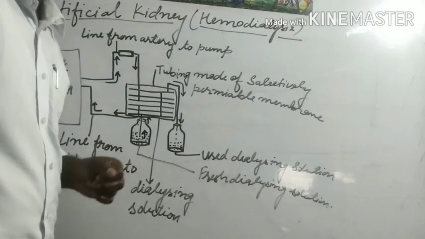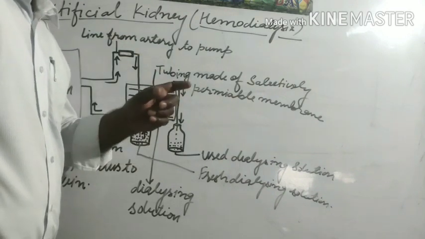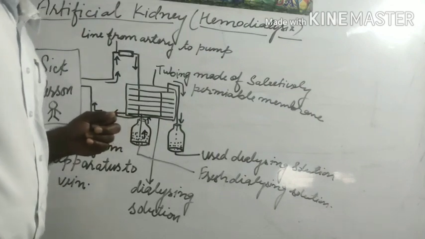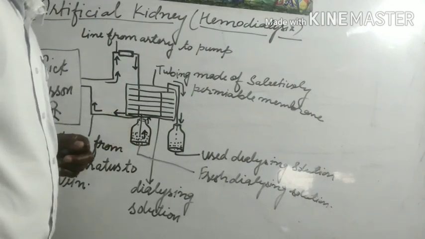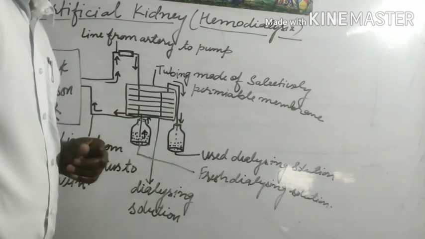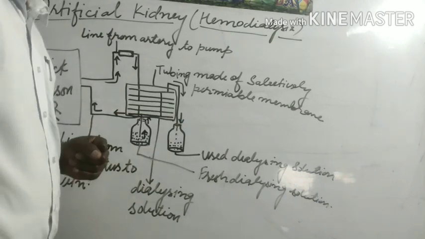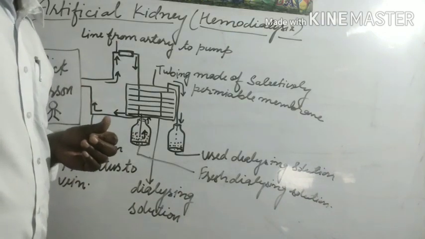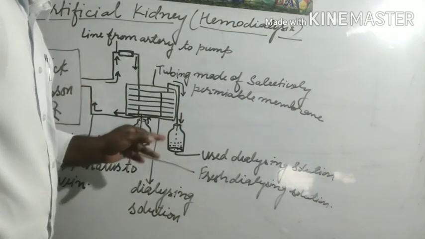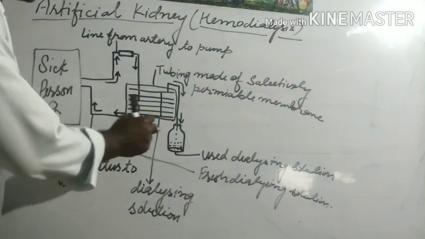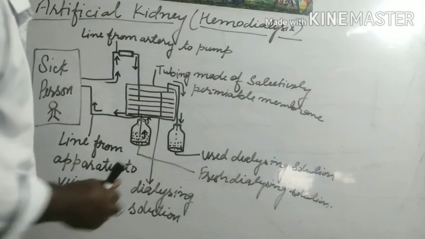And we know, students, that our kidney can filter 180 liters of fluid in a day. After that, we pass near about 1 to 1.5 liters of urine per day. This process does not happen here. There is no reabsorption. In this way, there is filtration of waste products only.